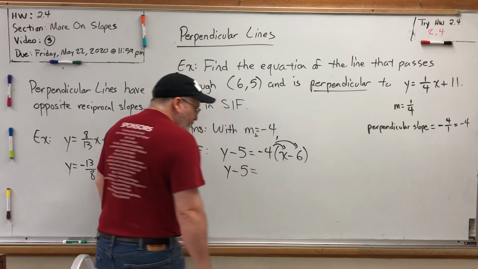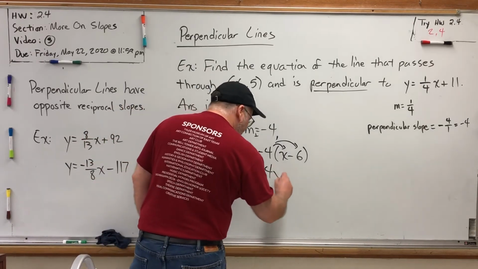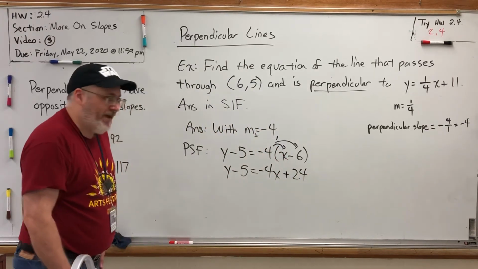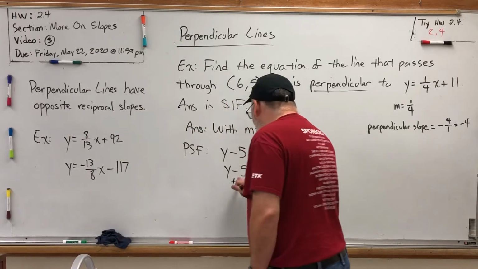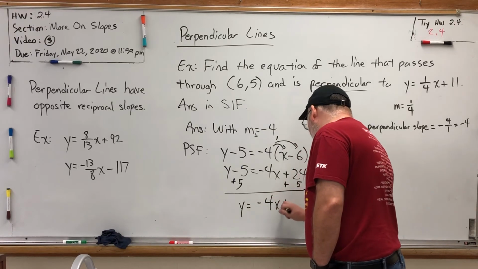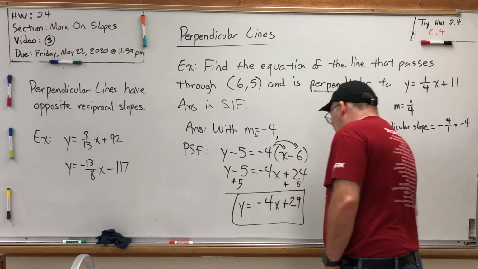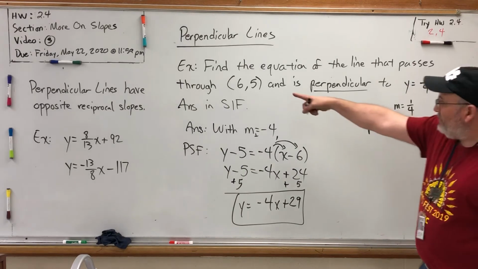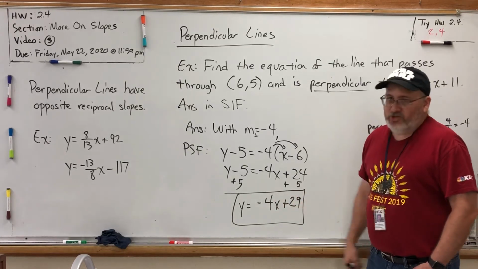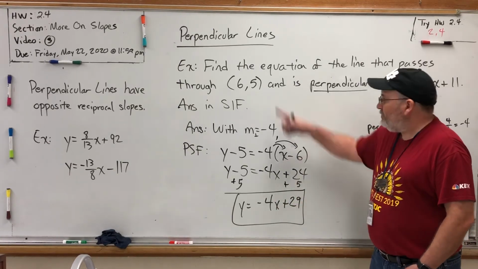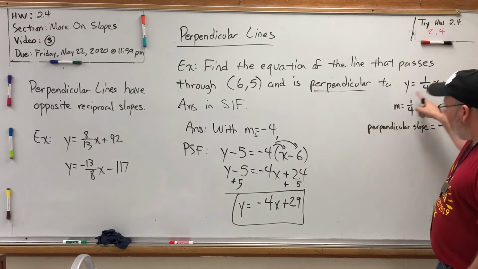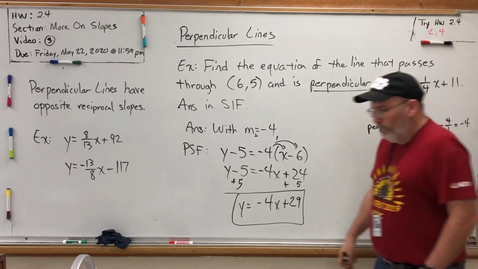y minus 5 equals -4 times x is -4x. -4 times positive 6 is positive 24. And now we just have to add 5 to both sides. And if we add 5 to both sides, we will get y = -4x + 29 as our line that contains the point (6, 5). We could check that easily by putting 6 here. -4 times 6 is -24. -24 plus 29 is 5. And it has the perpendicular slope because it is both opposite in sign and the reciprocal.